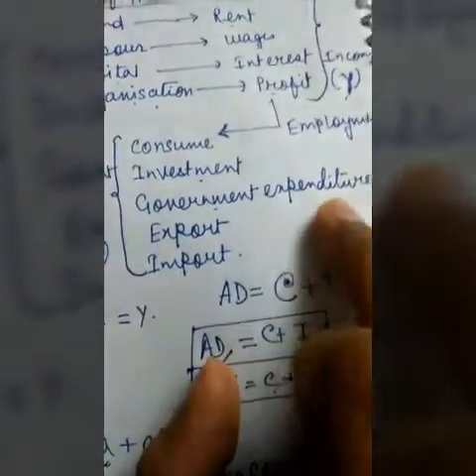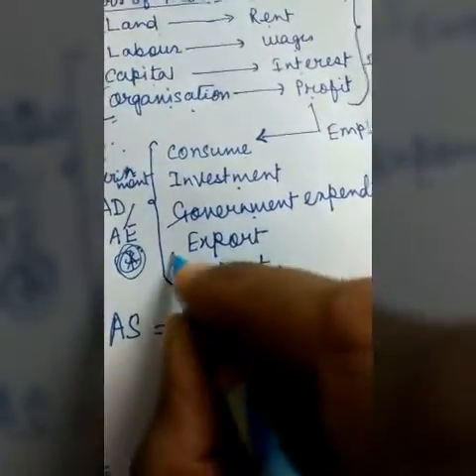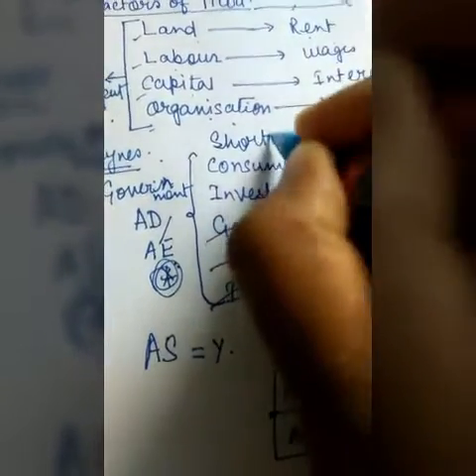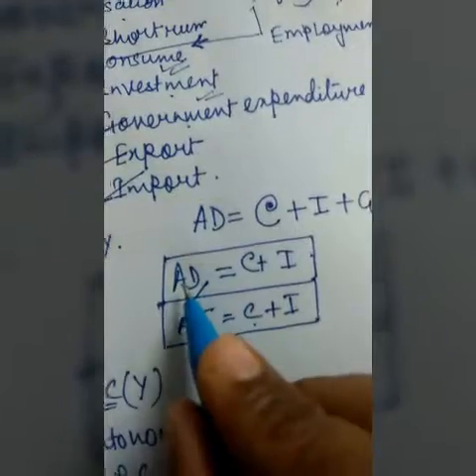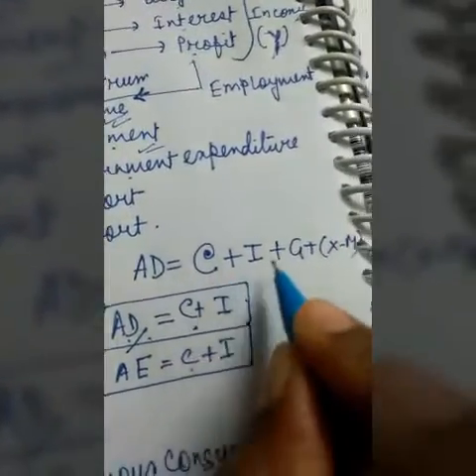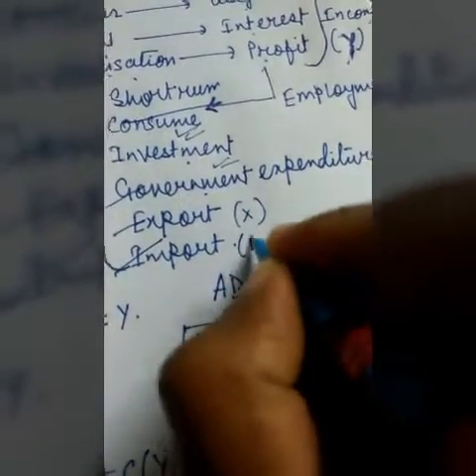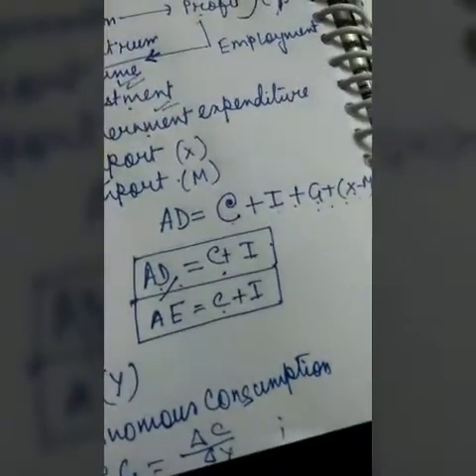Now what is aggregate demand? As far as Keynes is concerned, he says, please don't think about government expenditure, don't think about export, don't think about import. He says in the short run, the only important things are consumption and investment. That's why aggregate demand for Keynes is C plus I, but in general it is C plus I plus G plus X, where X is export and M is import. So it's like C plus I plus G plus X minus M.